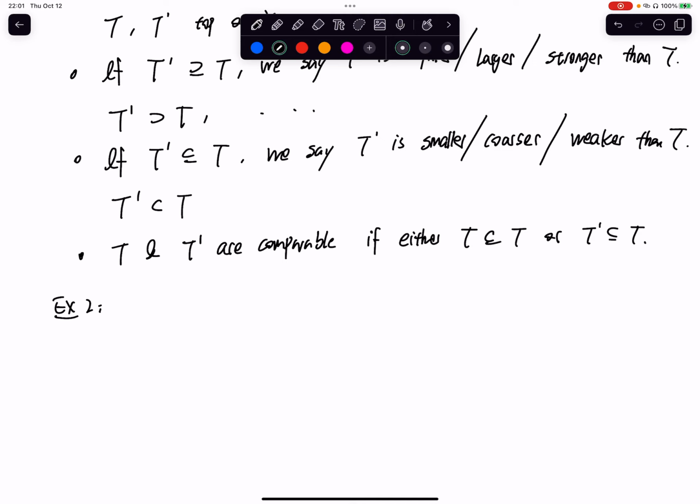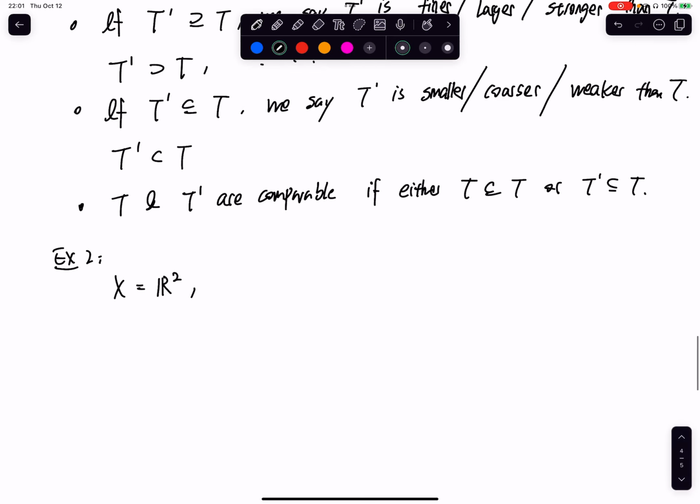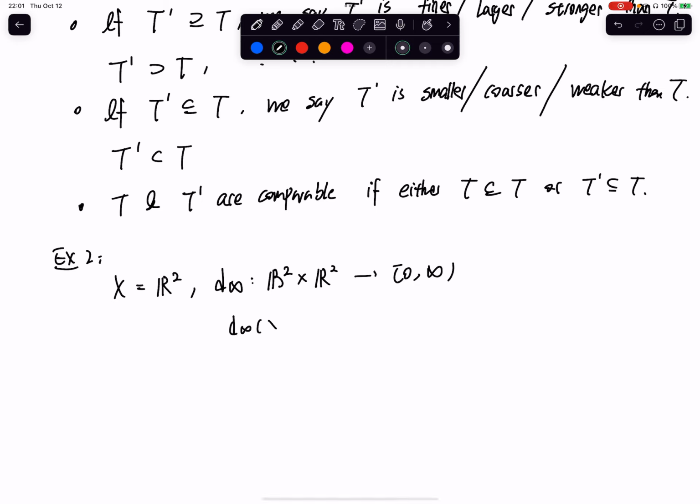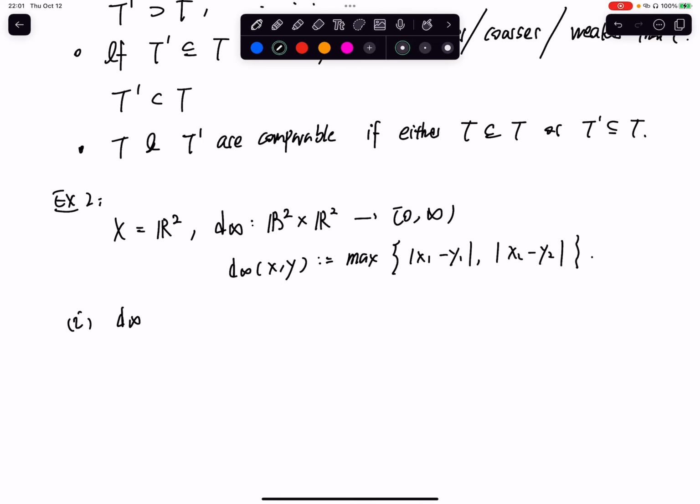So if we consider X equals R2, and our d infinity is the metric from R2 times R2 to 0 to infinity, such that d infinity of x, y is defined to be the maximum of the absolute values of x1 minus y1 and x2 minus y2. So one may convince himself that d infinity is indeed a metric.